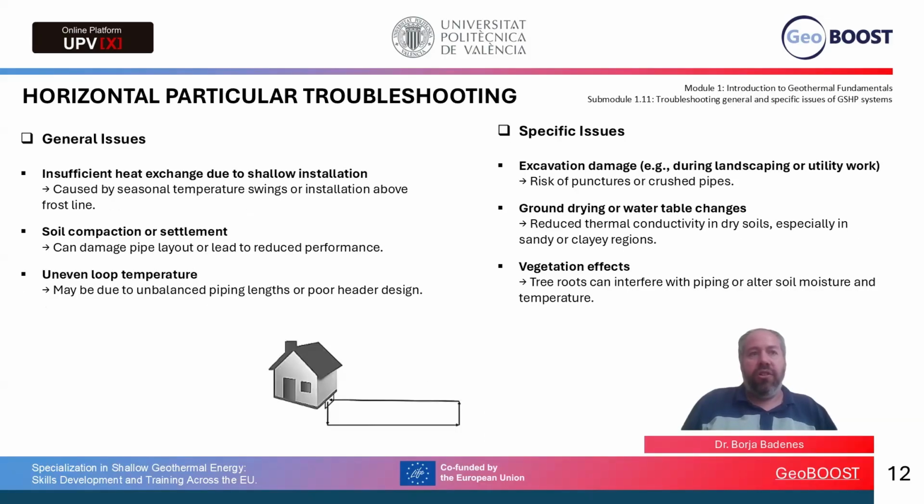For the horizontal loops, we can find the following general issues: reduced heat exchange from shallow pipes, seasonal swings, short circuits, or uneven loop temperature from unbalanced pipes. About the specific issues are pipe damage by the excavation, reduced soil conductivity from the dry conditions or water table change, and root intrusion around the pipes.